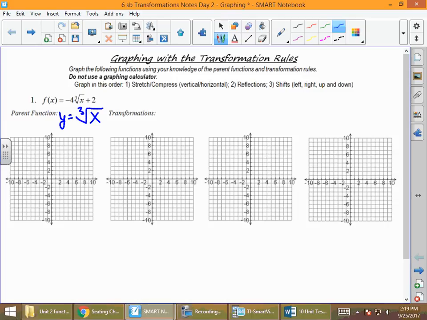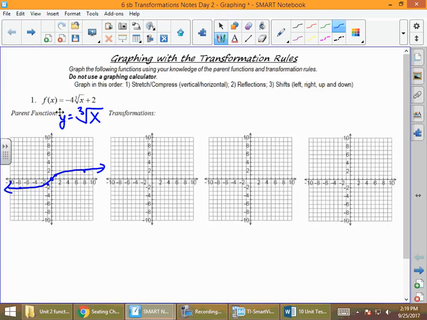And hopefully, you can at least come up with 3 key points on this graph. 0, 0, 1, 1, 8, 2, negative 1, negative 1, and negative 8, negative 2. There's our parent function. And once we get the parent function drawn, then we want to come up with the different transformations.